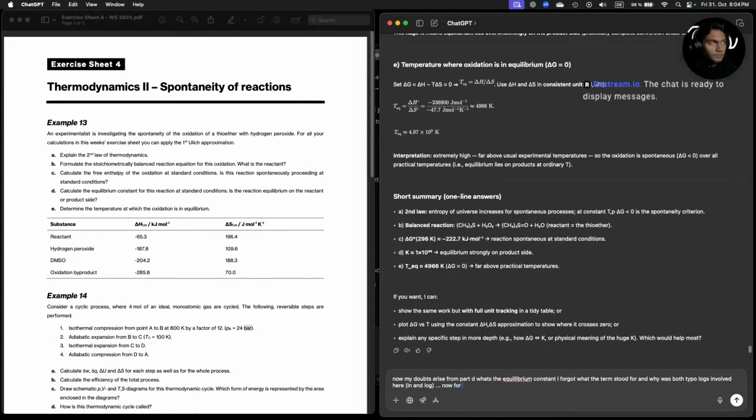Now for part E, what does it mean that Gibbs free energy is zero when the oxidation is in equilibrium?